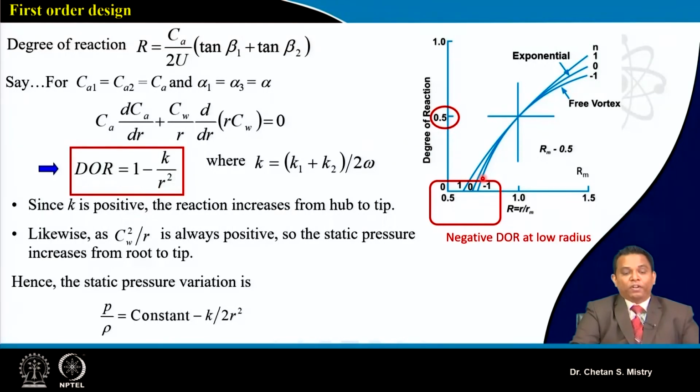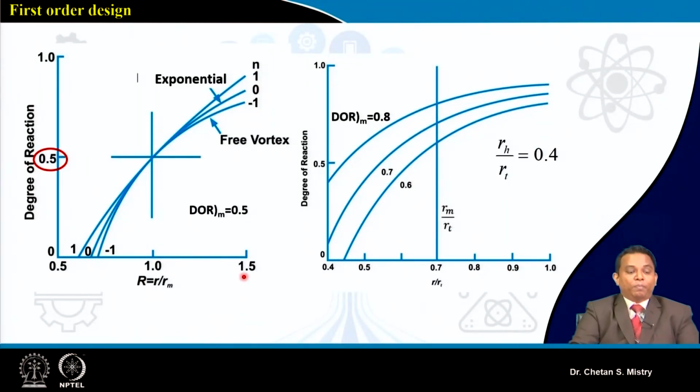Now if this is known to us, you will see this design we are discussing, where our degree of reaction at the midsection we have assumed to be 0.5. Since we are assuming this to be 0.5 for all exponent designs, what we have realized is my degree of reaction goes negative near the hub region. Now the question arises, what needs to be done if I am looking for my degree of reaction to be positive? So this is what it says.